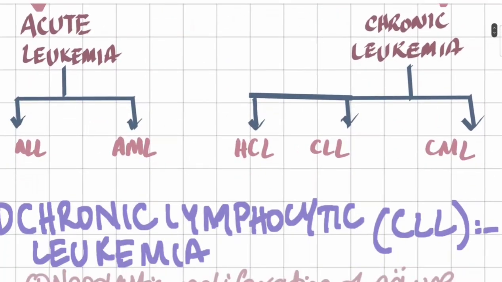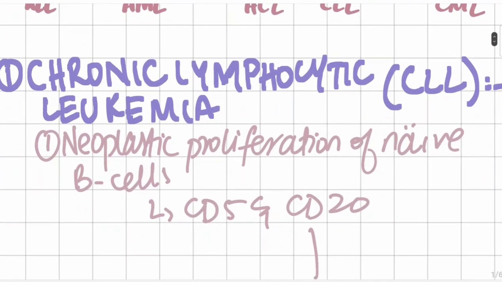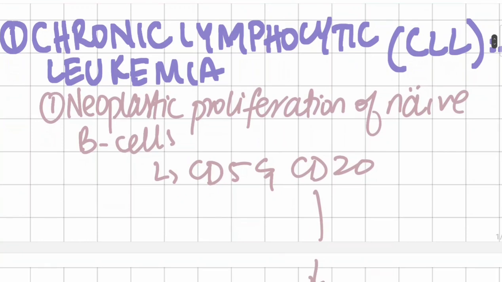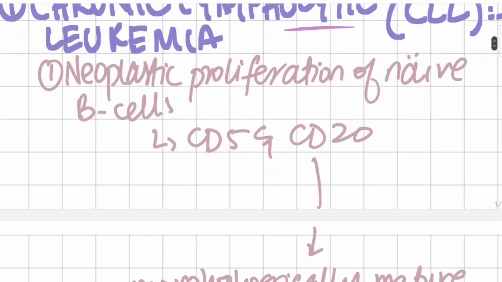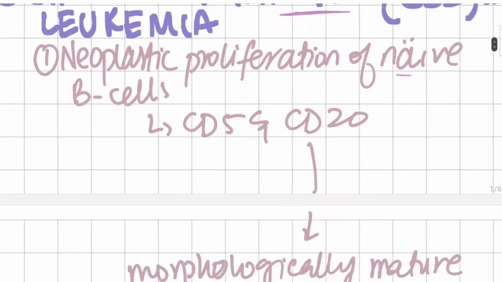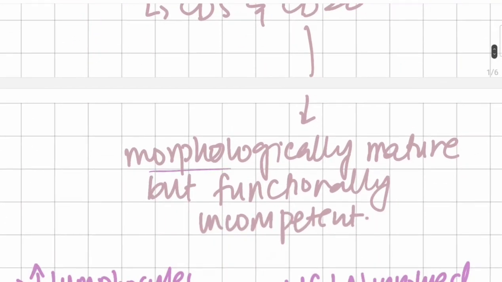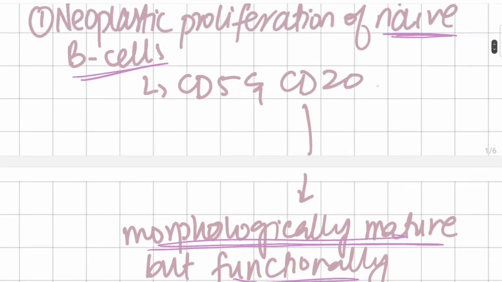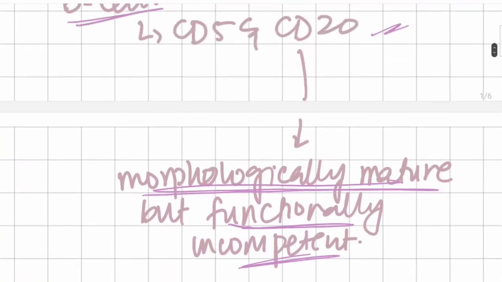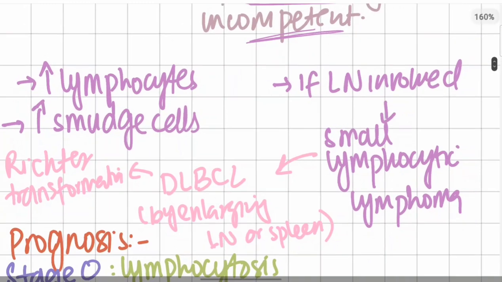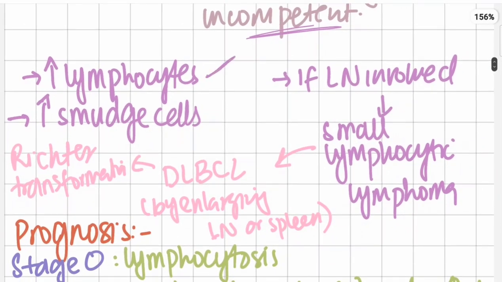About chronic leukemias. The first is chronic lymphocytic leukemia. Now you see lymphocytic, it means it's mature. So in chronic lymphocytic leukemia, there is going to be increased proliferation of naive B cells. What does that mean? Naive B cells mean that they are morphologically mature but functionally incompetent. So CD5 and CD20 are the markers of these B cells. There is going to be increased lymphocytes and increased smudge cells.